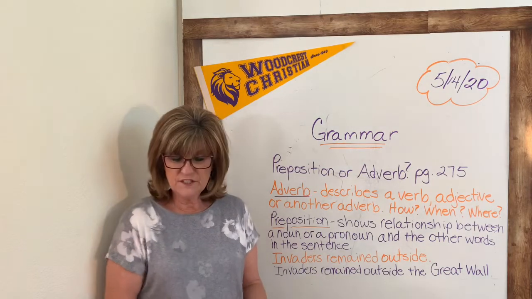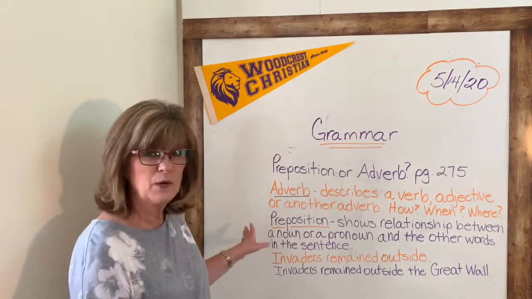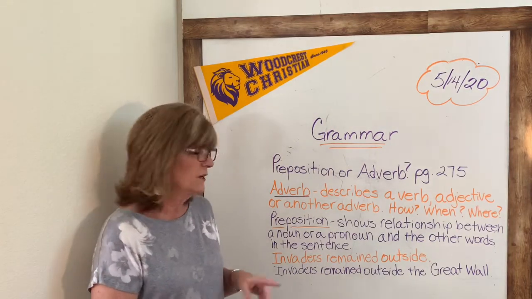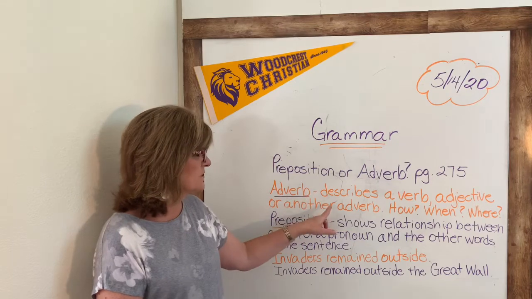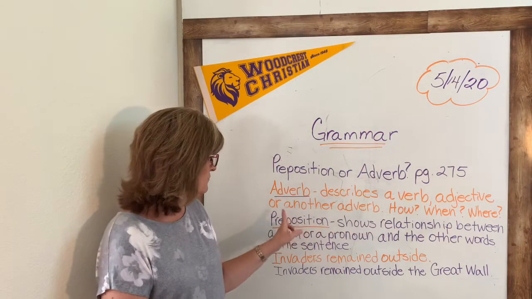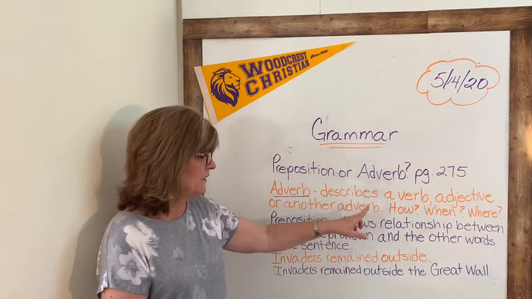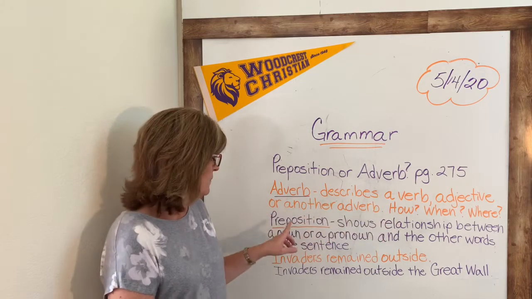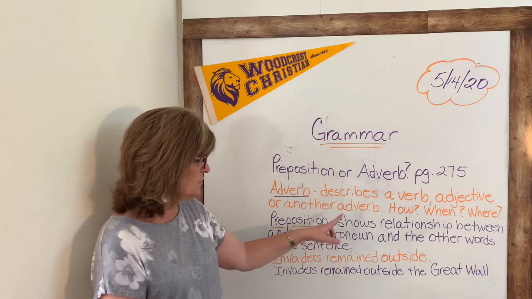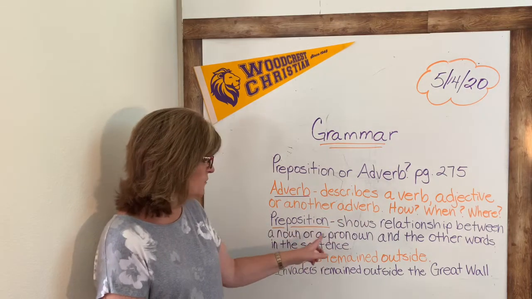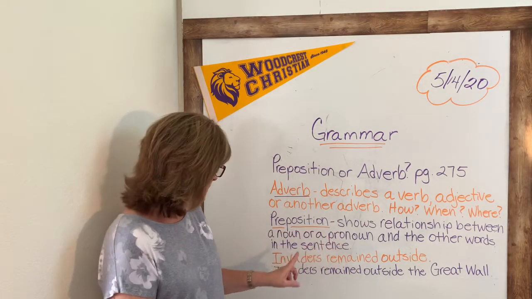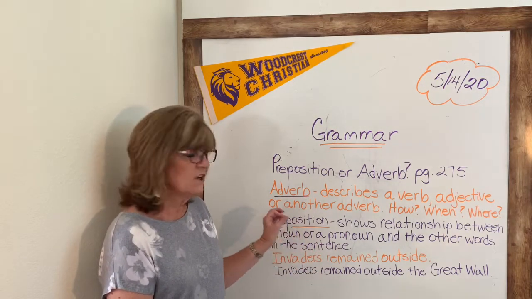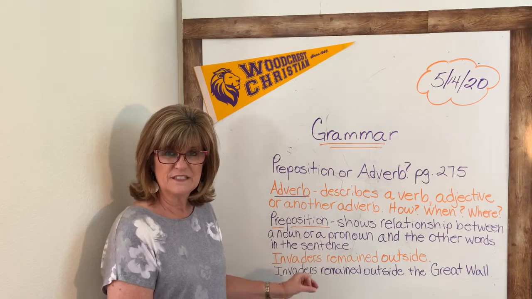All right, well, I want to just review a little bit with you about prepositions and adverbs. So let's go over the definition of an adverb. Remember, an adverb is a word that describes a verb, adjective, or another adverb, and it answers the question how, when, or where. A preposition, remember, shows the relationship between a noun or a pronoun and the other words in the sentence. And a preposition also can add detail to sentences.